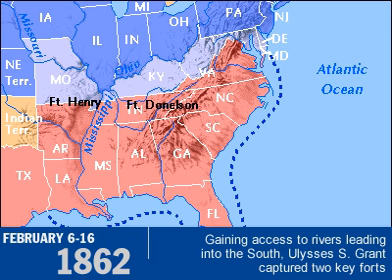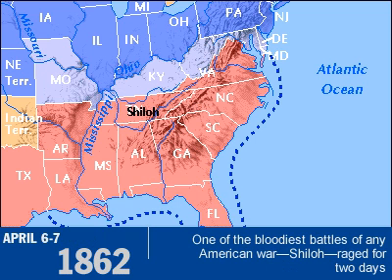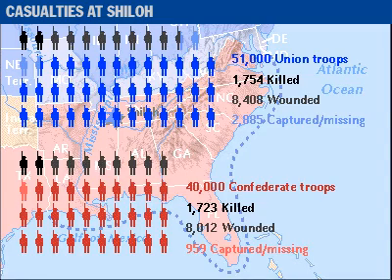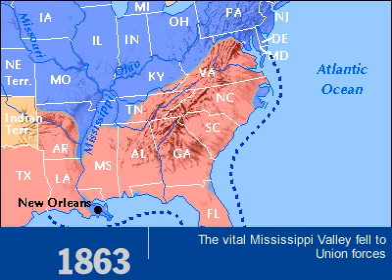Gaining access to rivers leading directly into the South, Ulysses S. Grant captured 2 key forts, and in one of the bloodiest battles of the war, Shiloh, which cost 23,000 casualties, Grant held off a fierce Southern assault. To man the Southern offensive at Shiloh, the Confederacy left its largest city, New Orleans, undefended. By May, almost all of the vital Mississippi Valley fell to Union forces.